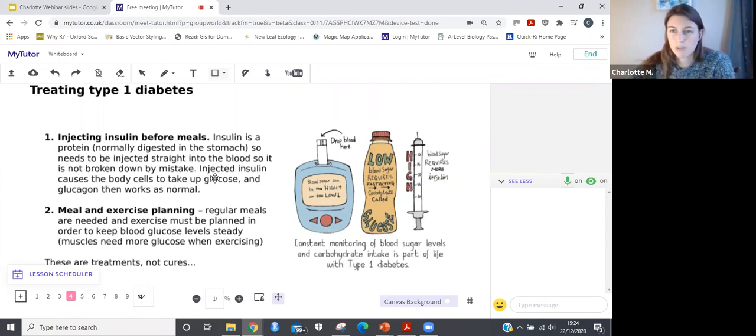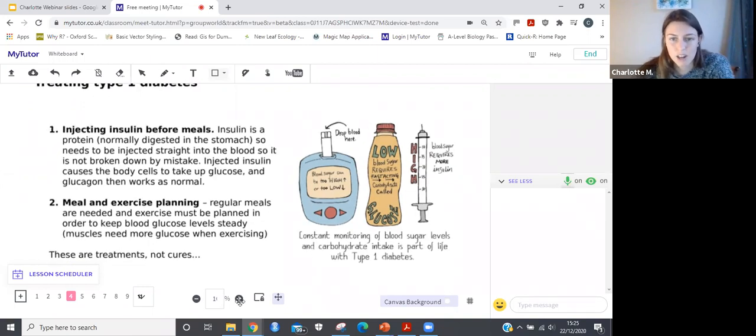So you need to plan those regular meals and your injections, and you also need to plan exercise because, of course, when we do exercise, our body respires a lot. We need lots of energy to make our muscles move, and so we need lots of glucose so that we can do lots of respiration. So if you are someone with type 1 diabetes, then we need to keep those blood glucose levels steady and make sure that the insulin is there to allow those body cells to take up as much glucose as they need to fuel that respiration. Muscles need more glucose when exercising. So you need to plan your injections around meals and exercise as well.